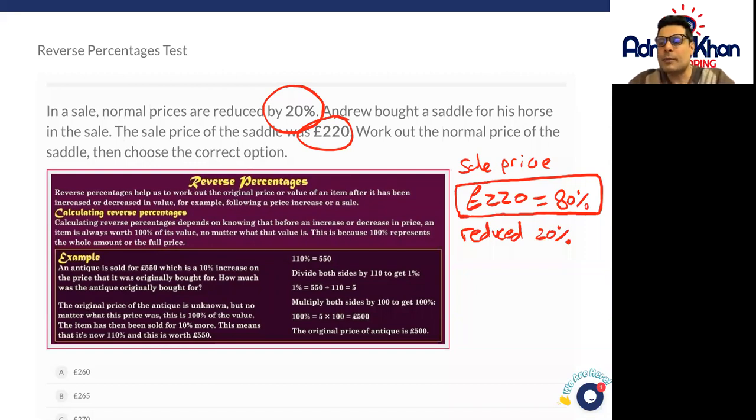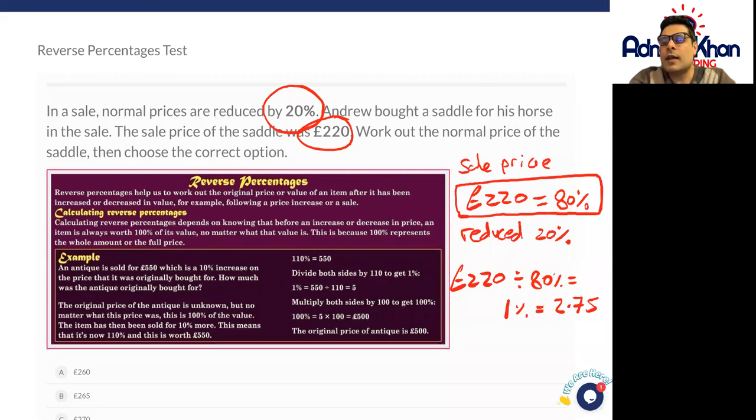So because we know that £220 is 80%, we need to first of all work out what 1% stands for. So what we're going to do is 220 divided by 80, and that gives us 2.75. So let me just write it down here so you can see. £2.75, and that is 1%.